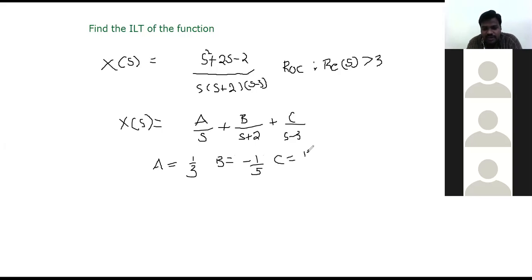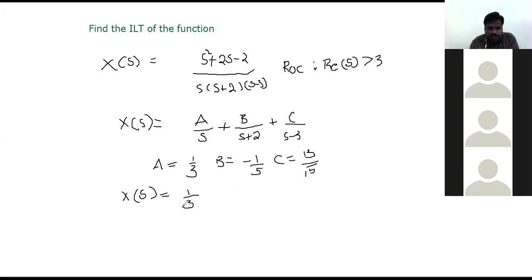If you want, you can check this answer also. How do you check it? You take the multiplication of s into (s plus 2) into (s minus 3) in the denominator: a into (s plus 2) into (s minus 3) plus b into s into (s minus 3) plus c into s into (s plus 2). Then compare the second order terms, the s terms and the constants, and you will get the a value, b value, c value. Upon simplification, you will get all those values. Directly I'm writing the steps here. Please try to understand. So finally, you will get x of s is equal to, just substitute the same.